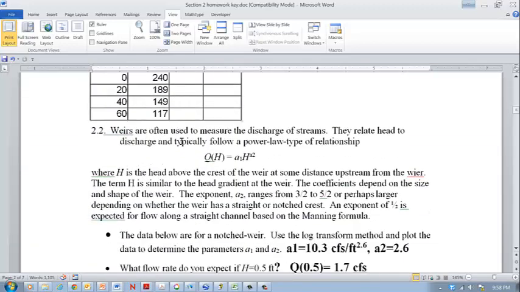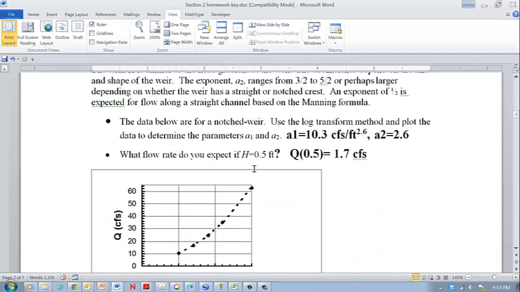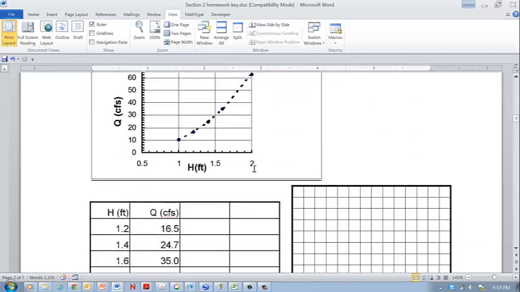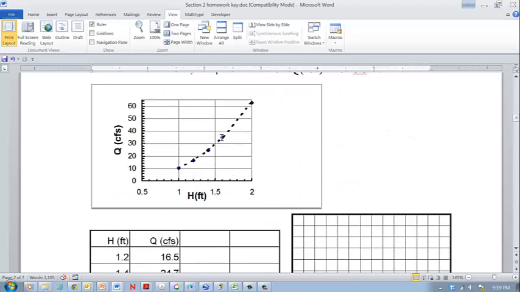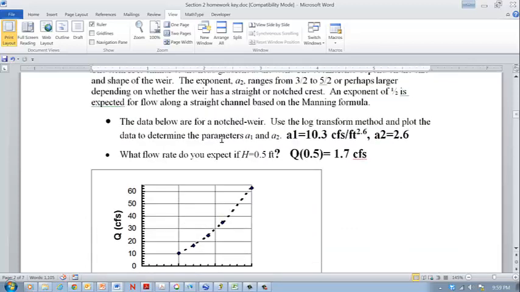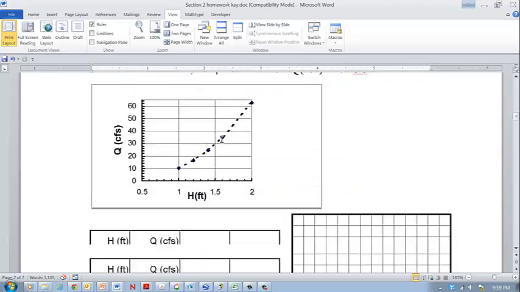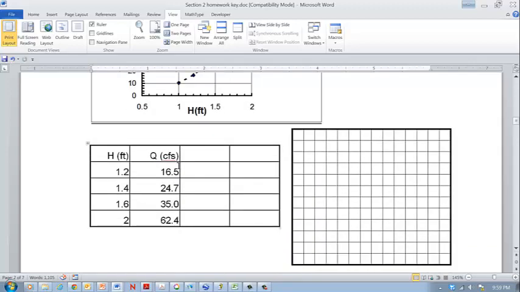And then for problem 2.2, this involves developing a rating curve for a weir. And rating curves relate flow rate to hydraulic head. And what's typically found is that a power function works fairly well. And so I've given you some data. Also, this is actual data from a weir. And you'll go ahead and figure out what the parameters are.